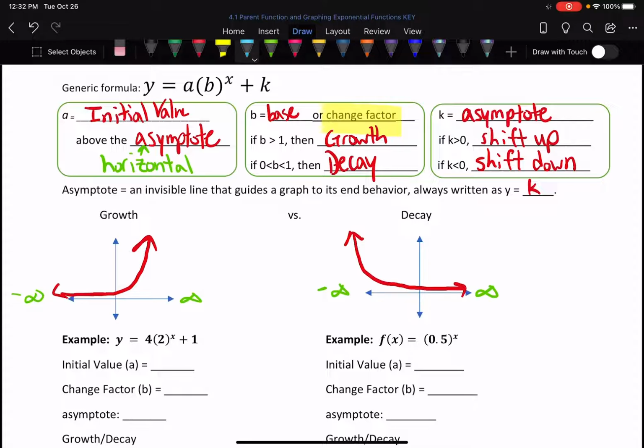So I know my initial value is a. So initial value in this case is going to be 4. So that's the number outside of the parentheses. Then our change factor is going to be what's inside the parentheses. So this is our base value. It's going to be 2.